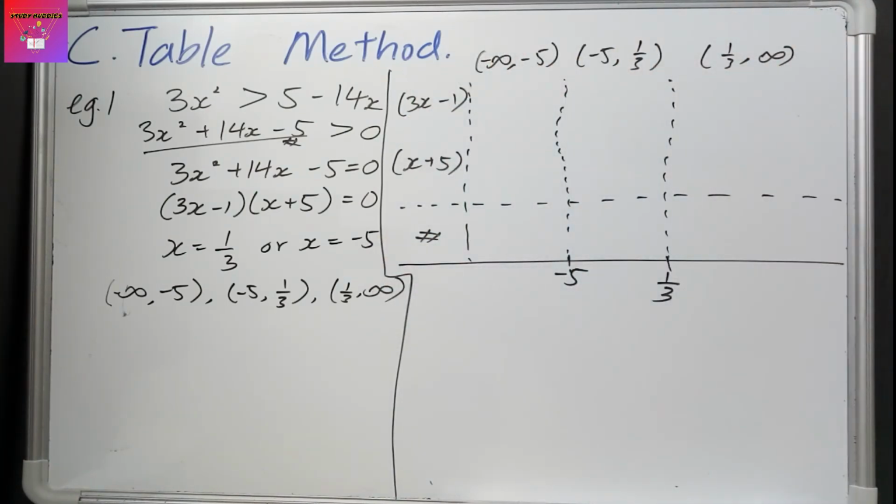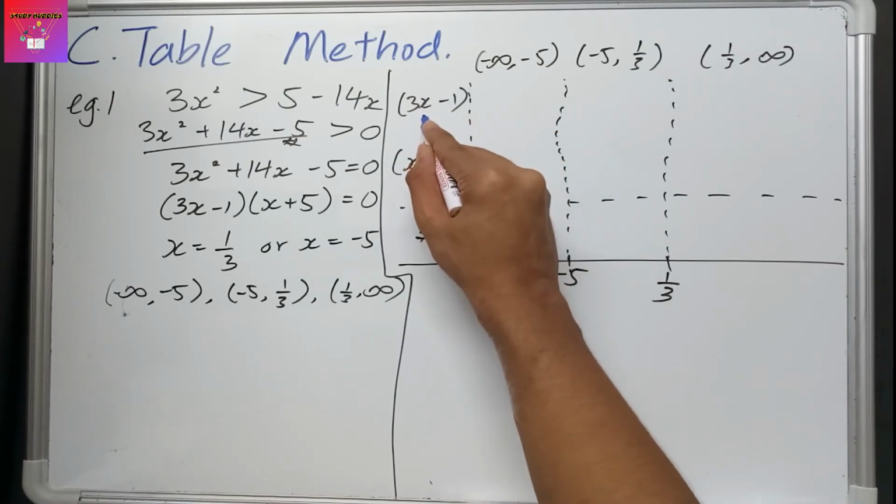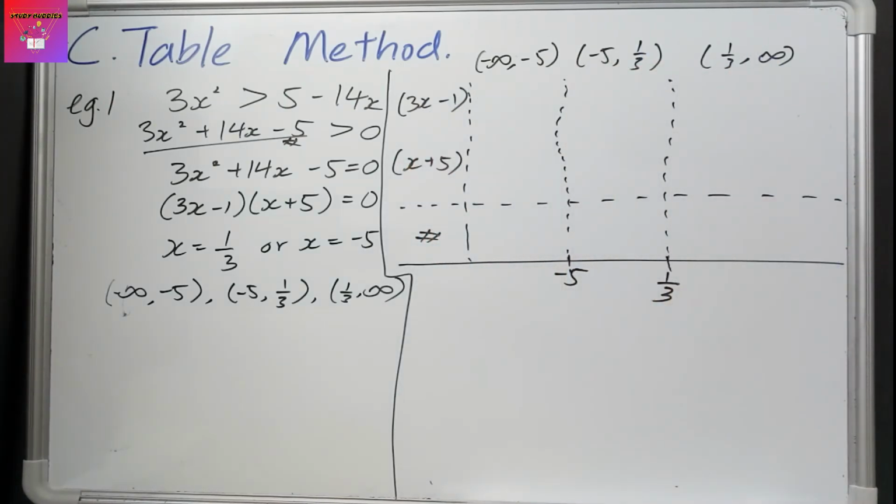So what we are going to do now is the same thing we did for the real number line method, but now we are going to go much in depth. Okay, so first we are going to find out what this 3x minus 1 is going to bring for each range. I mean in terms of positive and negative.